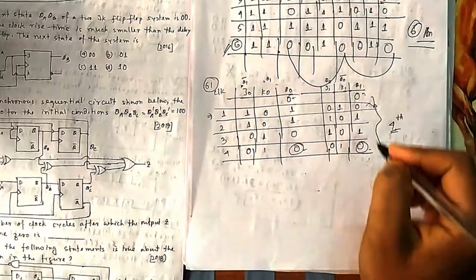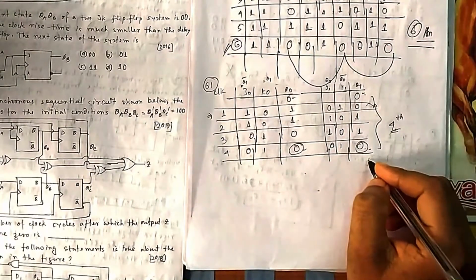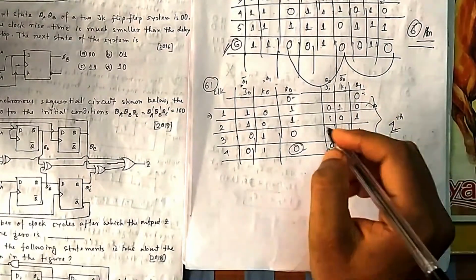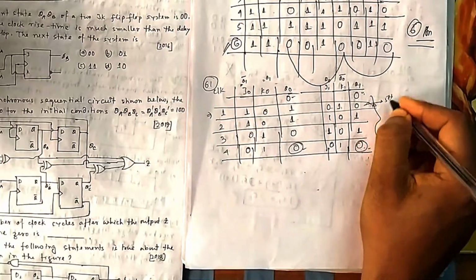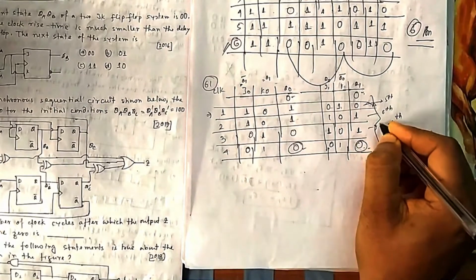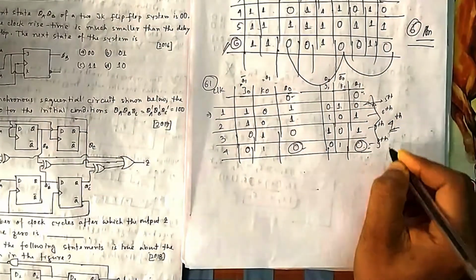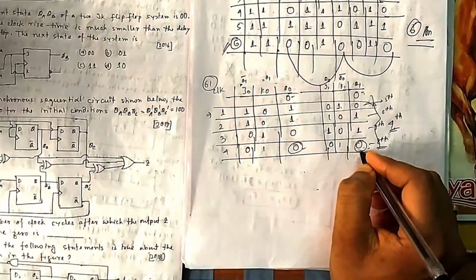What is your initial state? After every fourth it is repeating. Then in the fifth it will be this one again. So this is your 1, 2, 3, 4. This will be your fifth state. This will be sixth, this will be seventh, and then this will again be eighth. So all multiples of 4 will land here at 0, 0.